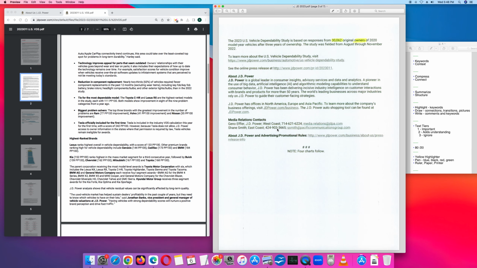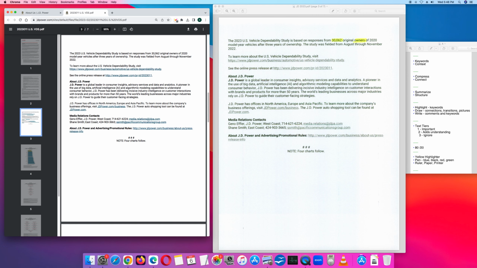All right, now moving on to page 3. This is what you need to see on this page 3. This is like 99% white. I highlighted very few things. The only thing that I cared about here was that they surveyed 30,000 owners. So their dependability study was based on responses from surveys of owners of vehicles who bought their car in 2020 and have owned their car for 3 years. They're the original owners, and there's 30,000 of these people. So that told me that it's a large sample size.